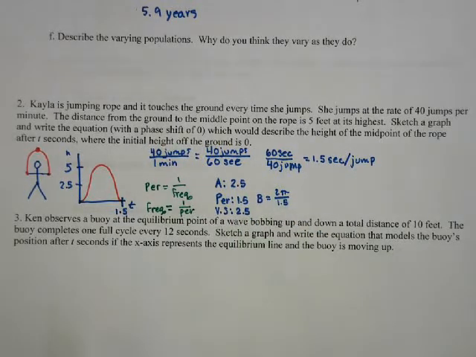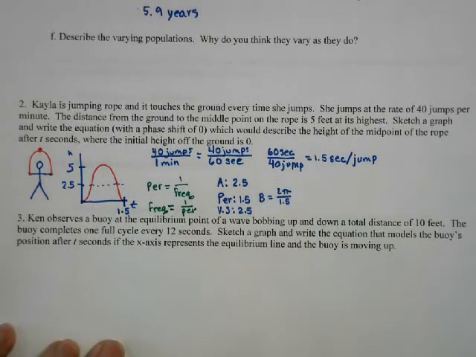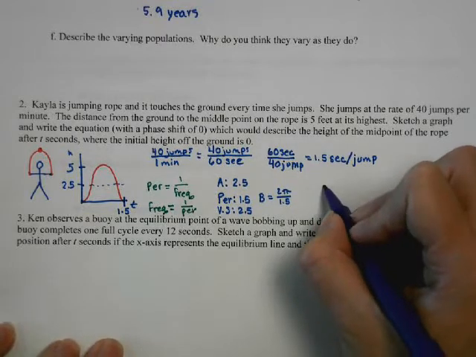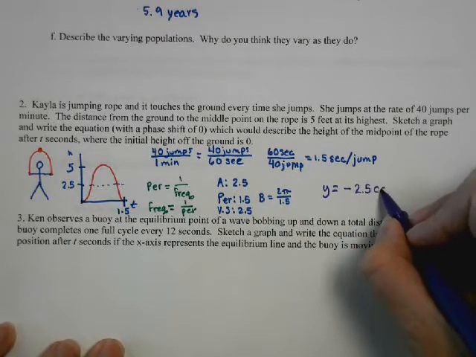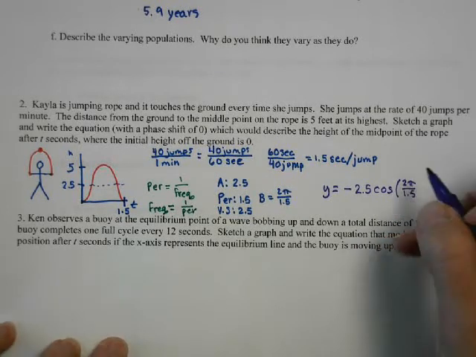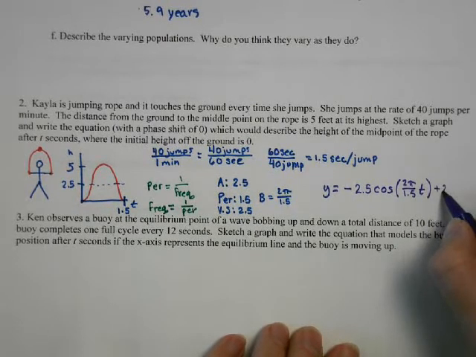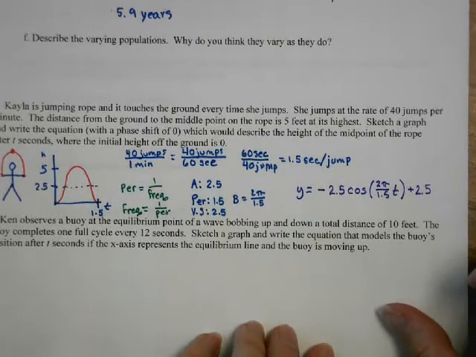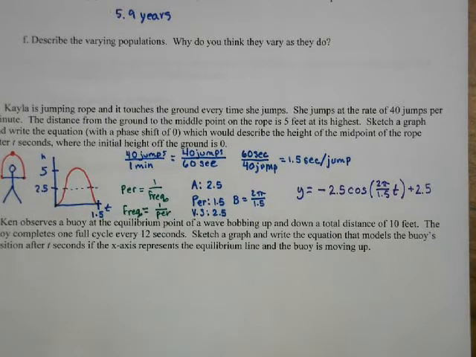So let's put this in our equation. The next thing we want to do is figure out what trig function would be modeled by this. Well, we have our midline here. If we're starting at the minimum, that's going to be a negative cosine curve. So y equals negative 2.5, my amplitude, cosine, my B is 2 pi over 1.5, and I'm going to use t as my variable. We have no phase shift, plus a vertical shift of 2.5. So all we need to do is gather the information to write the equation of our sine or cosine curve.